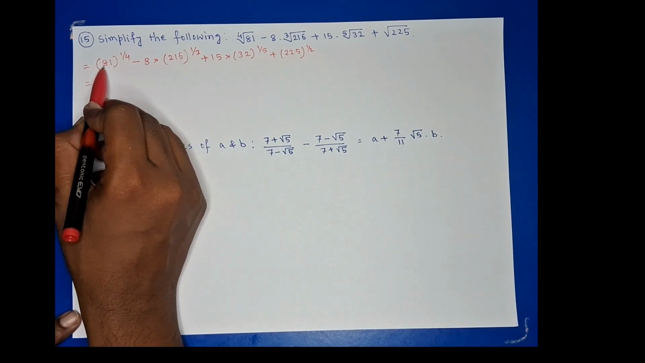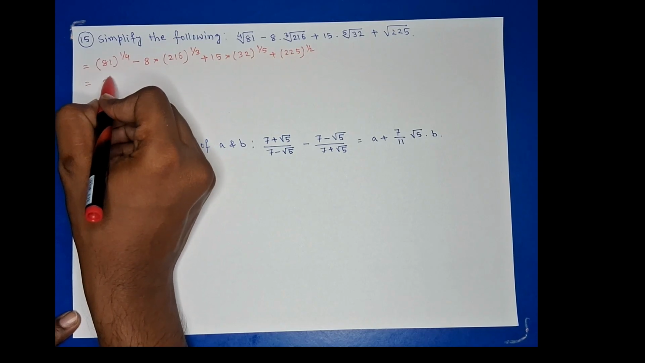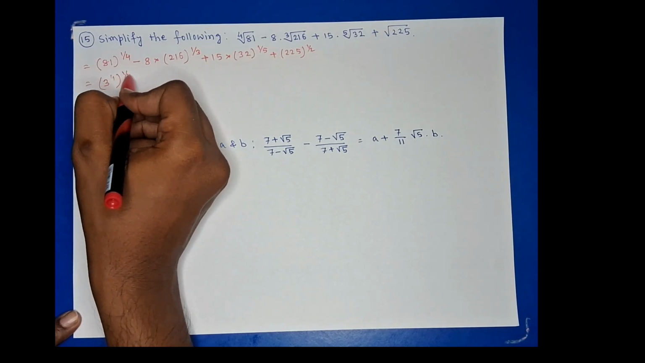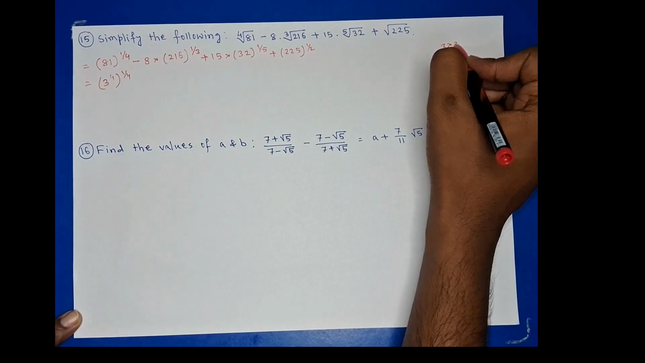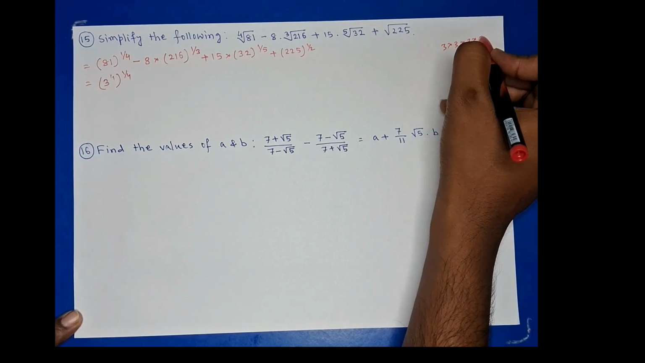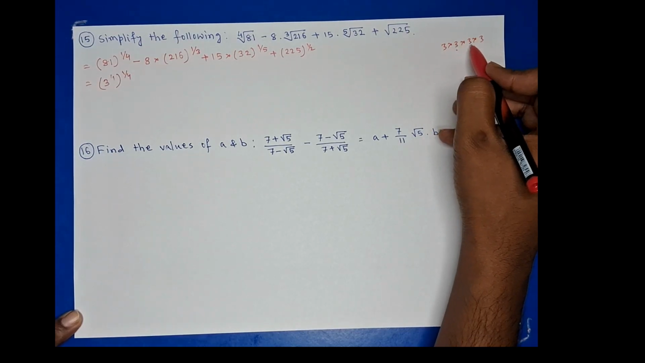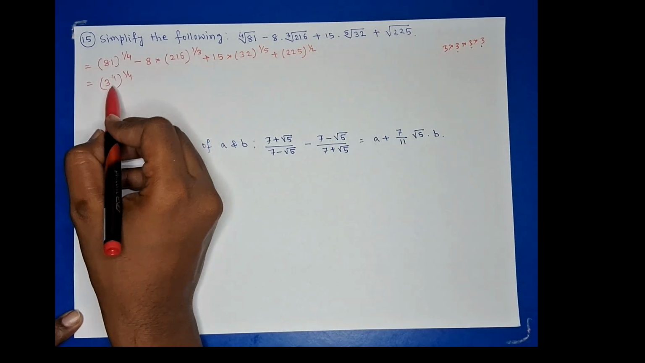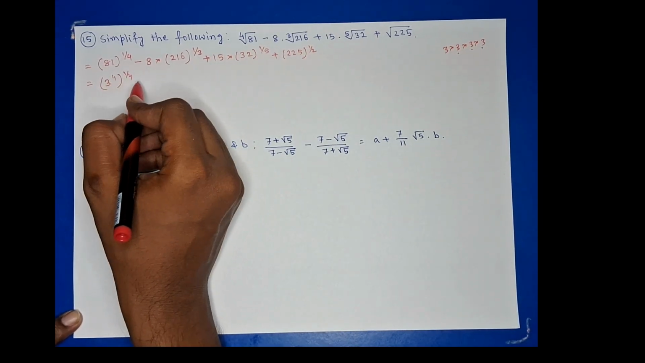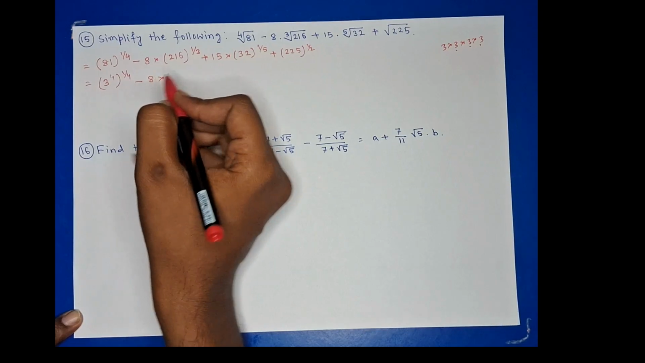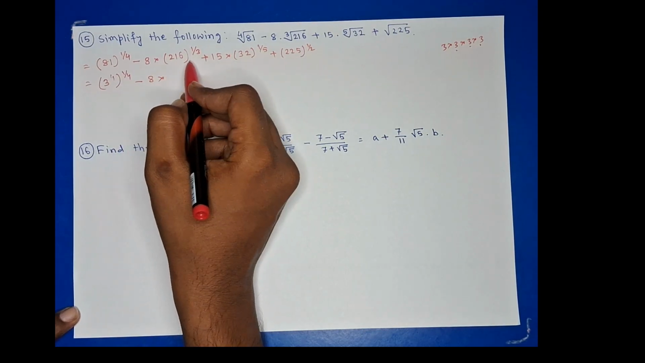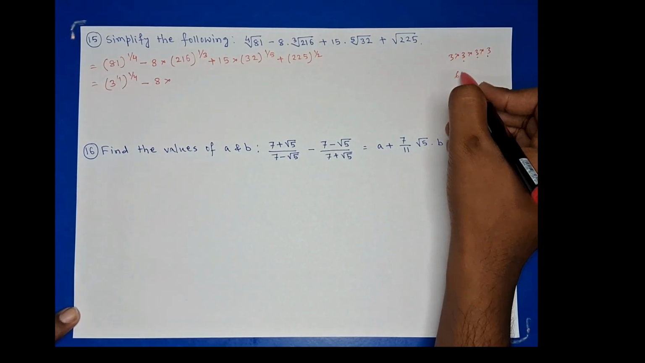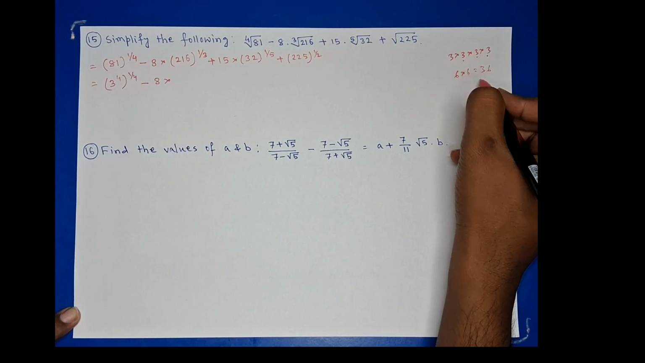So this 81, can we write it as 3 to the power 4, whole to the power 1 by 4? 3 3s are 9, 3 9s are 27, 3 27s are 81. So we can write it as 3 to the power 1 by 4, minus 8 into, what is this, 216? Cube root of 216? 6 6s are 36, into 6.